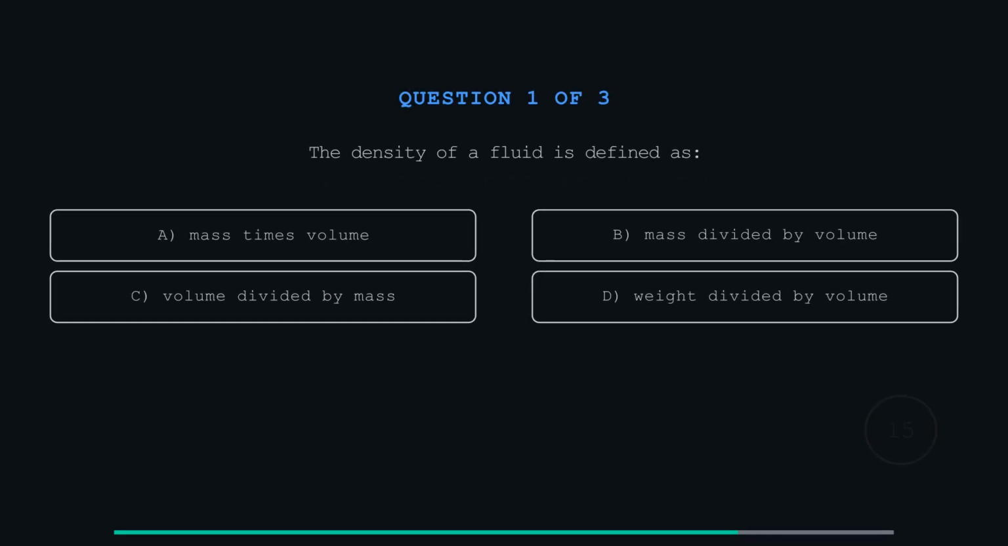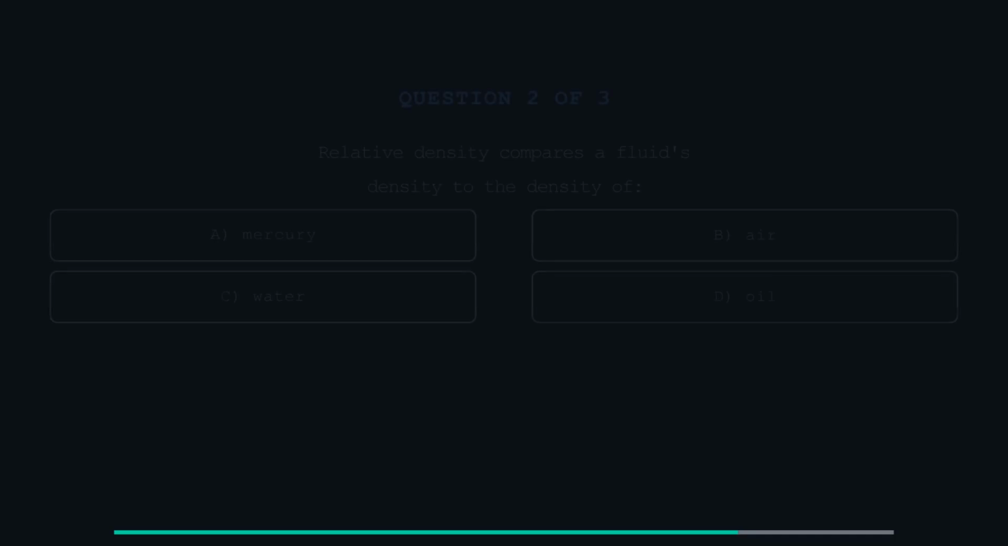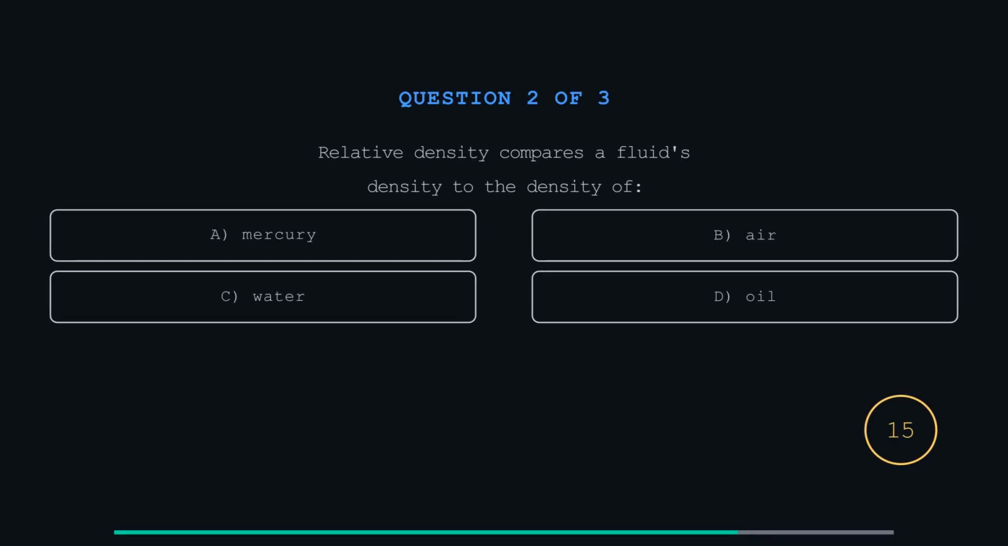Read the question and select your answer. The correct answer is B, ρ equals m over v. Read the question and select your answer.